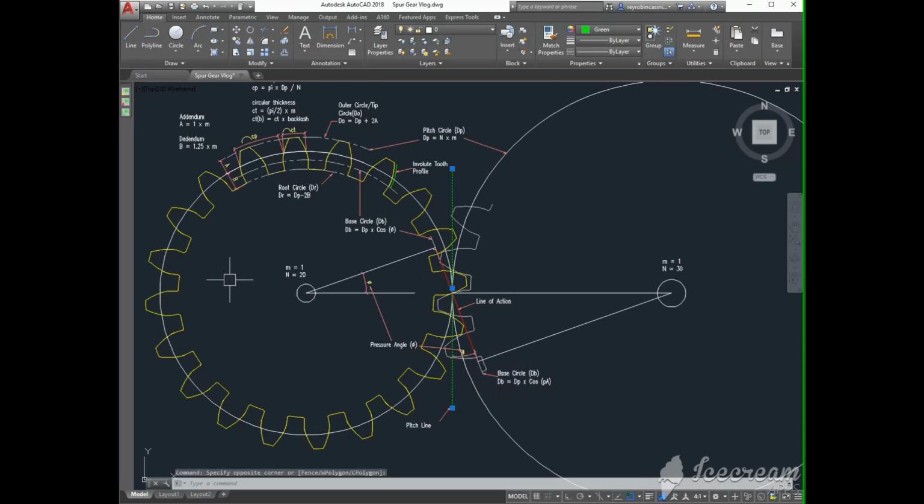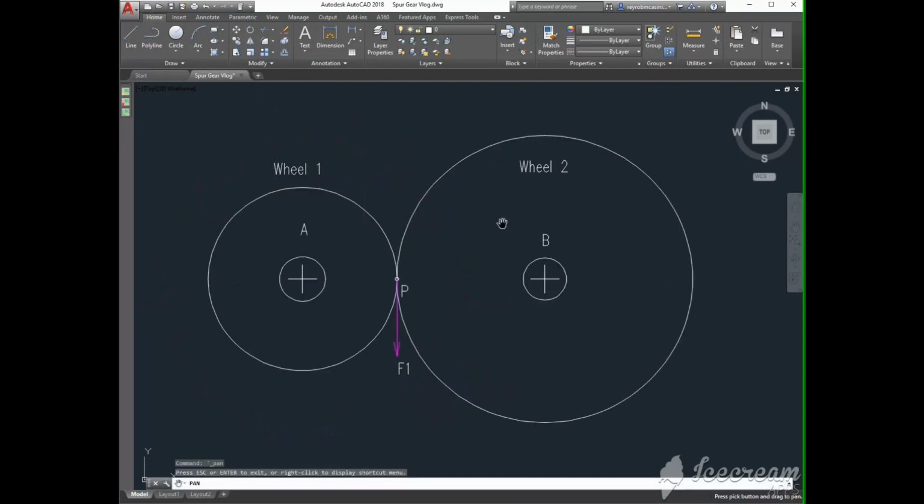Let's get a closer look at the pressure angle and the line of action. Suppose we have two wheels that rotate at shafts A and B respectively and have contact point at point P. As wheel 1 rotates clockwise, wheel 2 also rotates in the opposite direction due to the frictional force exerted by wheel 1 on wheel 2 at contact P. We call this force F1 and it is tangent to wheel 1 and wheel 2.